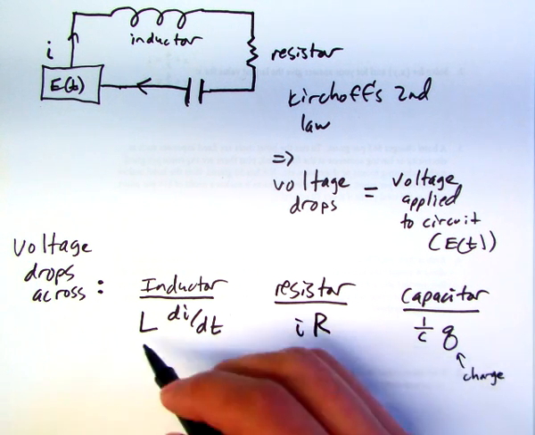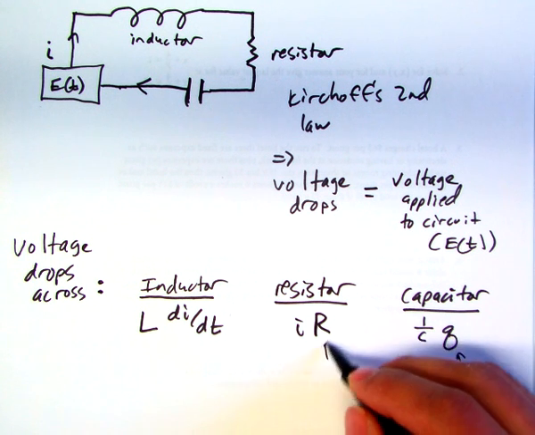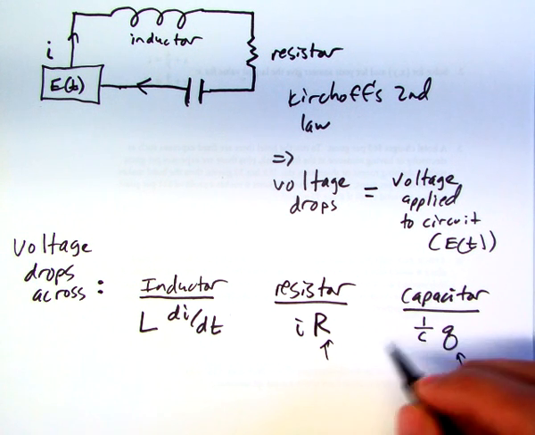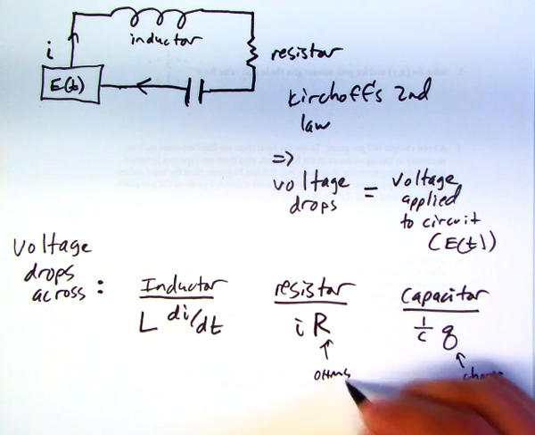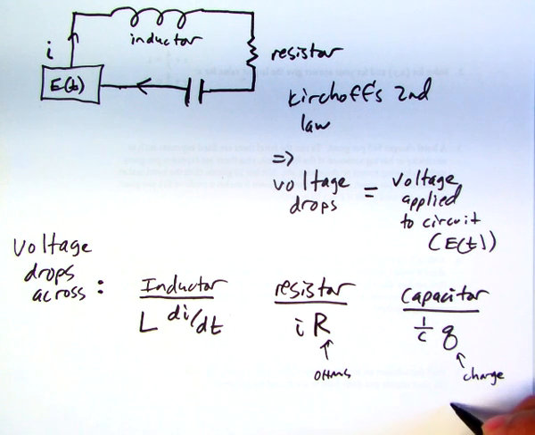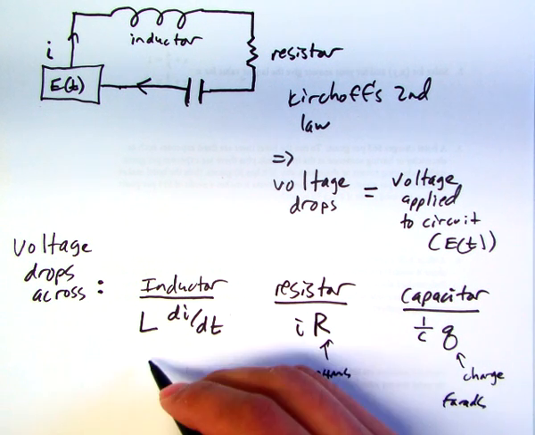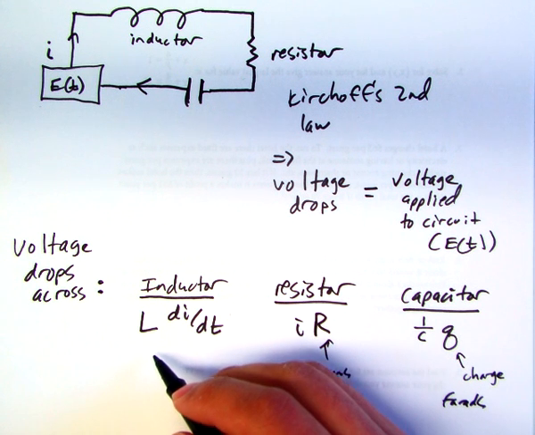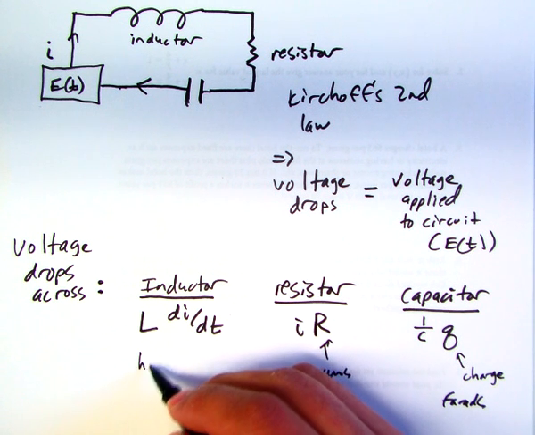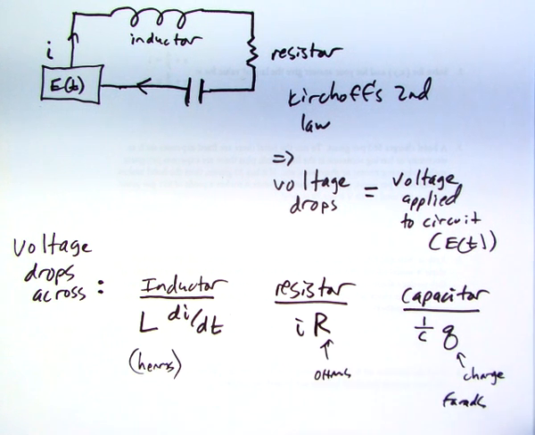Across the resistor, you guys know that one? IR. Across the capacitor, that's 1 over C times Q. Q is charge. Resistance, inductance. This is in ohms. Units here are farads. The units for inductance, I want to say henries, right?